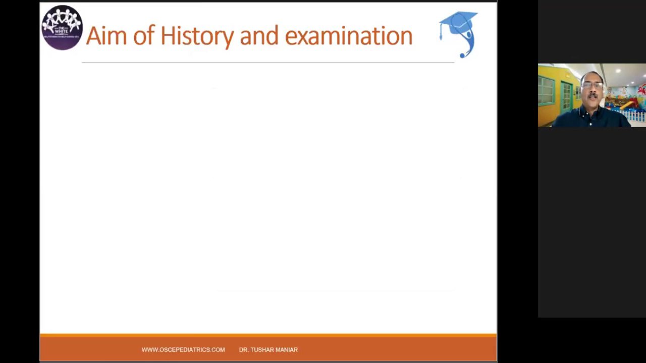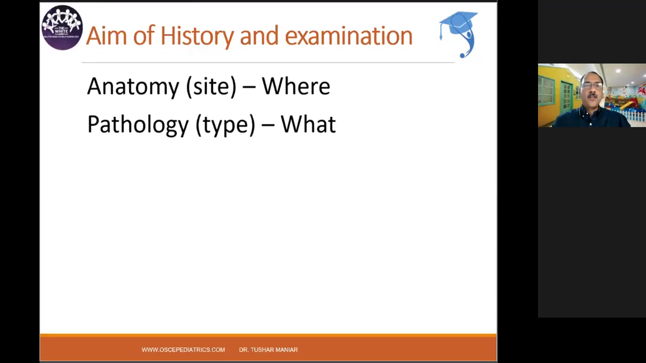And what is the aim of history and examination? When we do history and examination, and when we are presenting a case in the exam, we like to say a few things in the diagnosis. What do we say? We say what is the anatomy. That means we are trying to say where is the site of the lesion. So the question is where. The next question is what. What is wrong with the patient? Physiology has been disturbed, thereby leading to pathology. That means what type of problem it is.